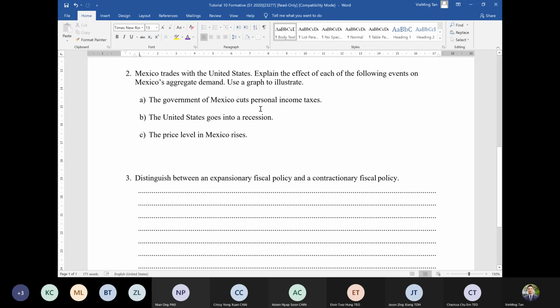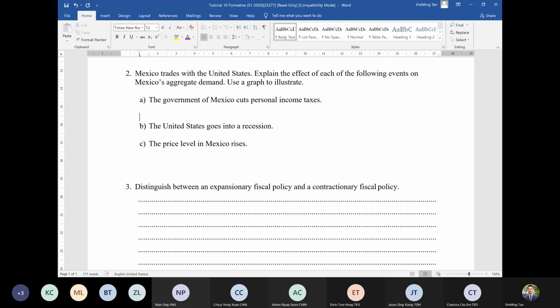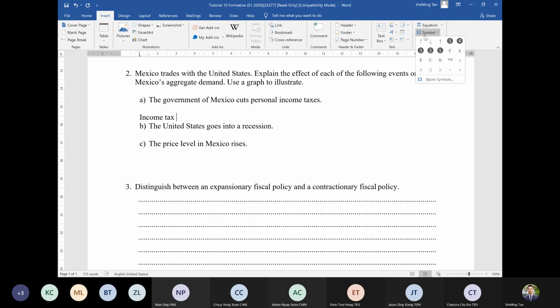Okay, if they pay less, that means the personal income tax is reducing. Okay, if the income tax is reducing, that means the household will have more disposable income. Disposable income means the income that can be spent. Okay, disposable income.